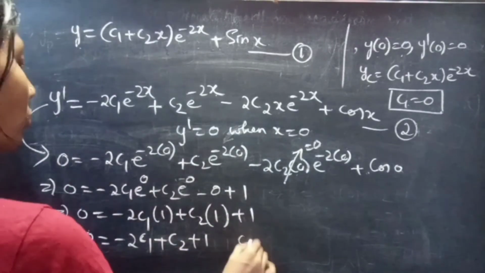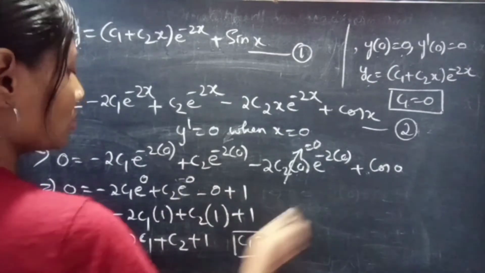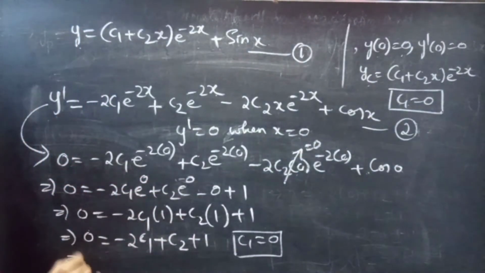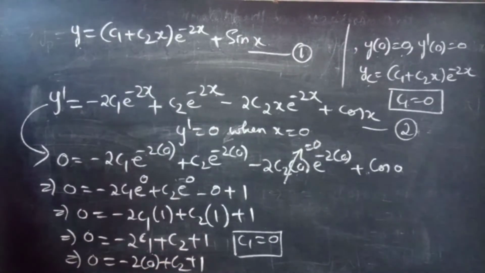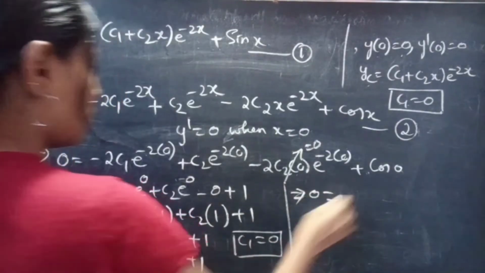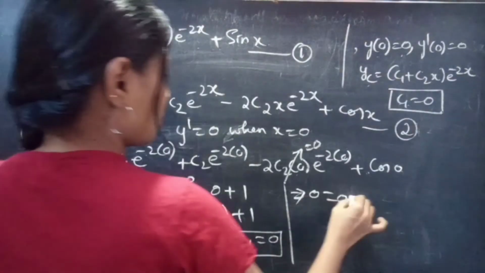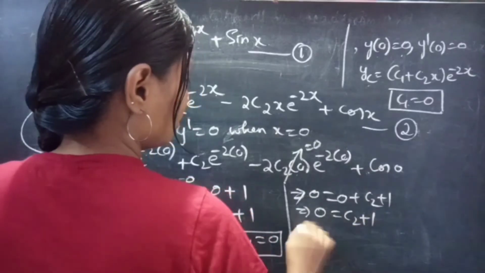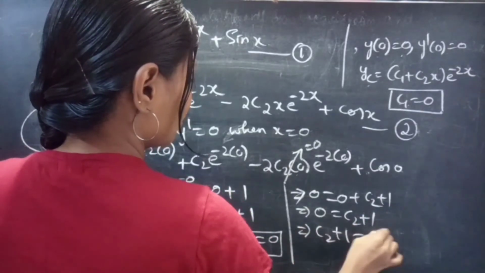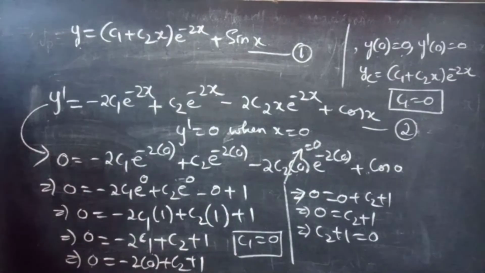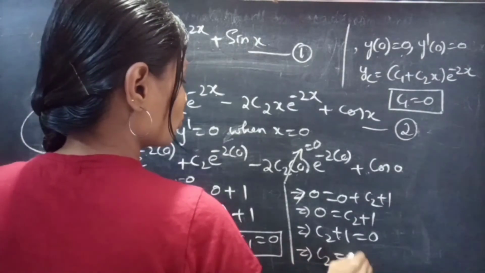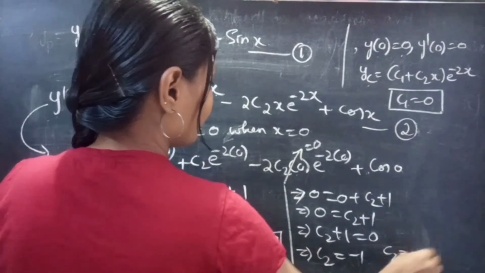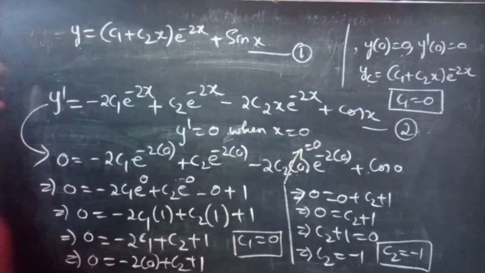Now we can replace the value of c1. Since c1 equals to 0, we'll get 0 equals to minus 2 into 0 plus c2 plus 1, which becomes 0 equals to minus 2 into 0 is 0 plus c2 plus 1, right? We'll get c2 plus 1 equals to 0. From this we'll get c2 equals to minus 1. So we got the value of c2.